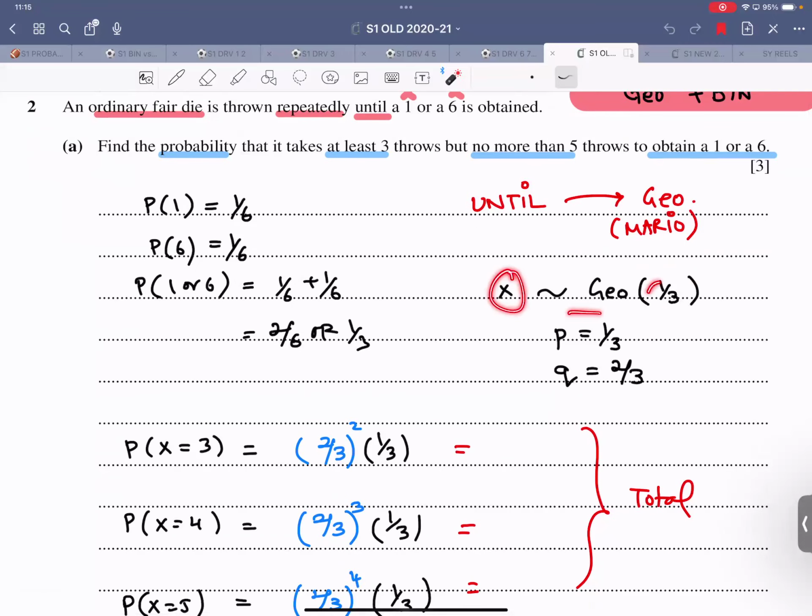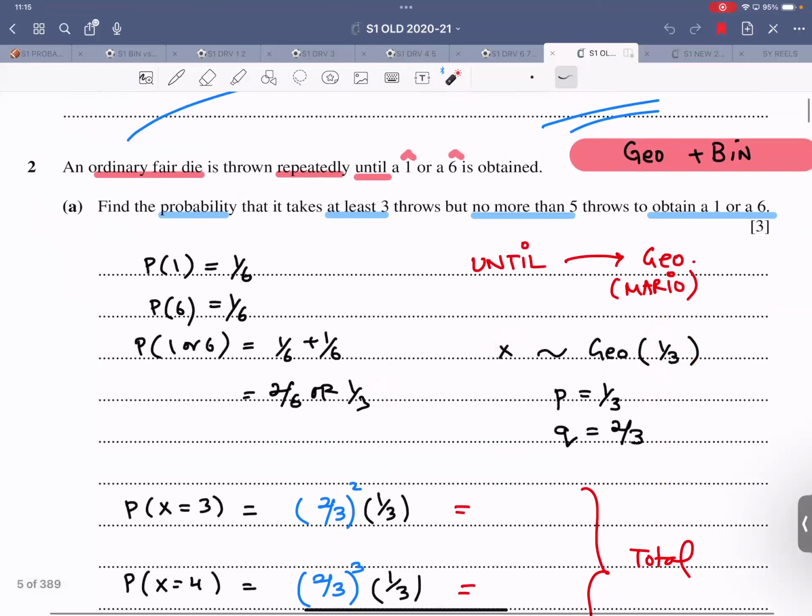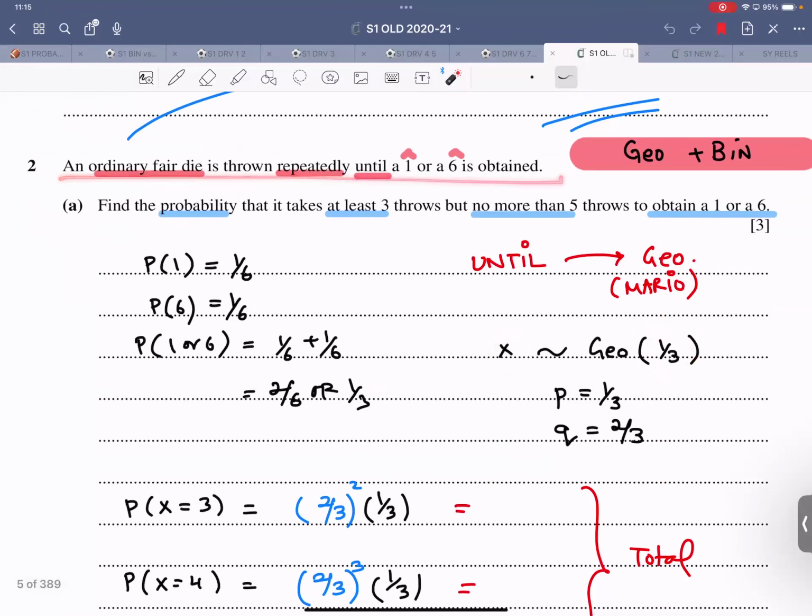X follows a geometric distribution with parameter 1 over 3. Probability of success 1 over 3. Probability of failure 2 over 3. So this is just based upon this first line.